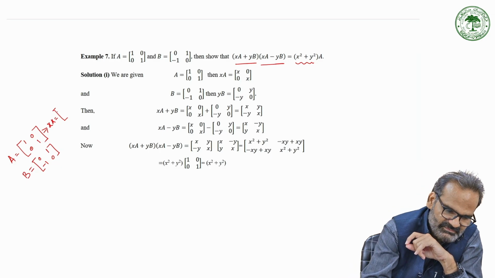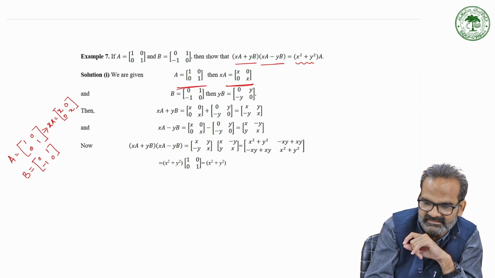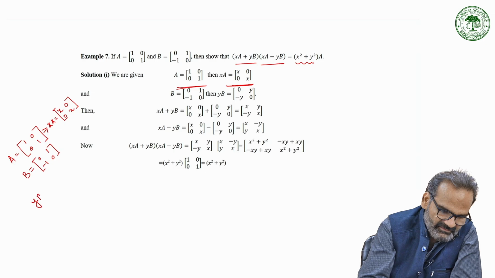So xA is what? x into 1 is x. This is 0, this is 0 and this is x. See, this is A and then xA is this matrix. Similarly, this is B, yB will be what? Multiply this matrix with y, so 0, y, minus y and this is 0.